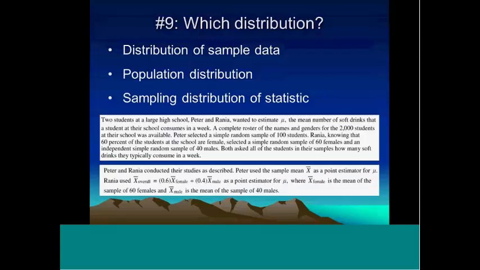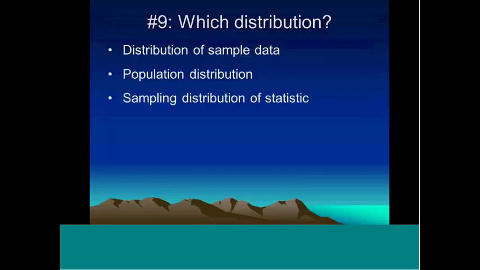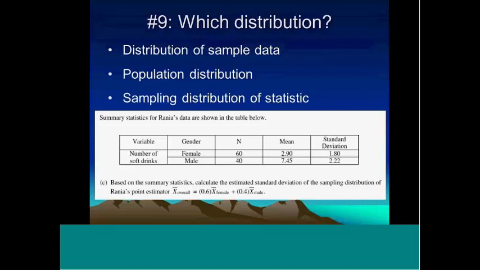They then calculated estimators based on their sample. Peter just calculated the sample mean, X bar. Rania did a weighted average, 0.6 times the female mean plus 0.4 times the male mean as their point estimator. And then the question continued by asking the students, for example, how would they calculate the estimated standard deviation of the sampling distribution of Rania's point estimator?